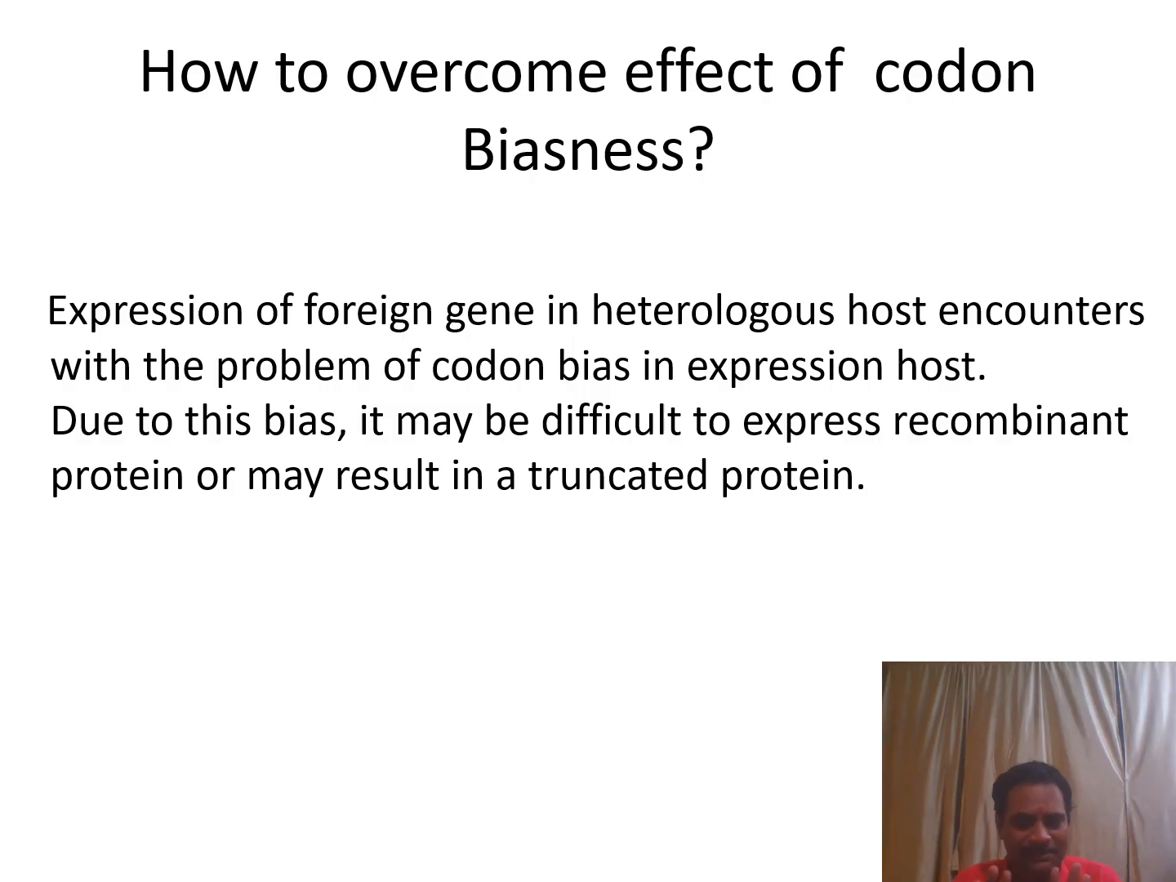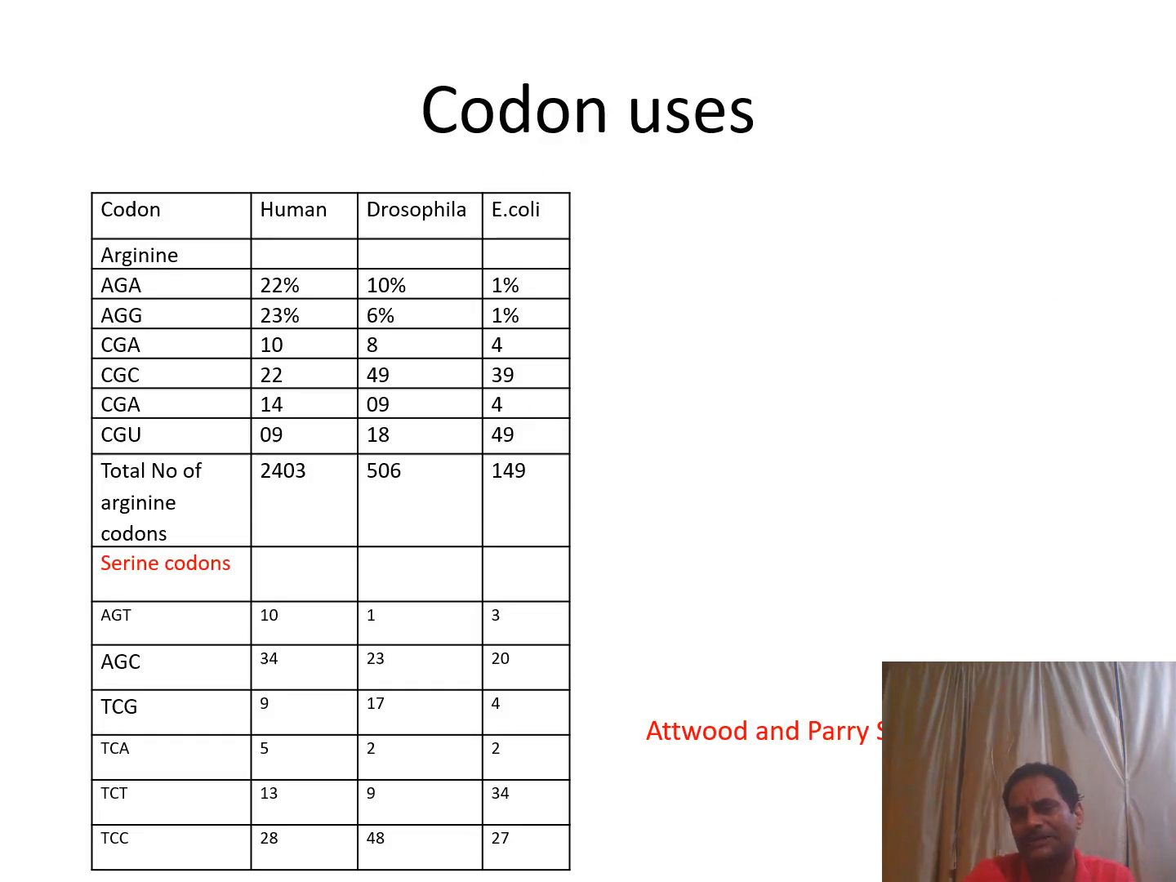So you have seen this effect: what is the effect of codon biasness on production of recombinant protein? But now, what is codon biasness? From this chart you can see different organisms have different preferences of synonymous codons. As you can see in this chart, arginine is coded by 6 codons.